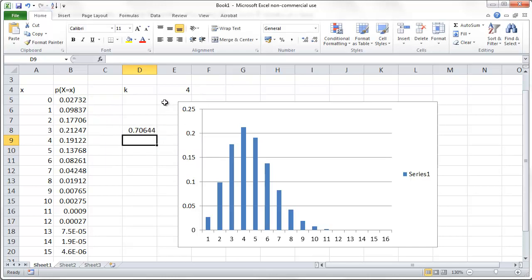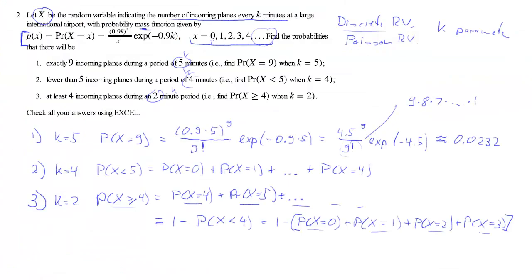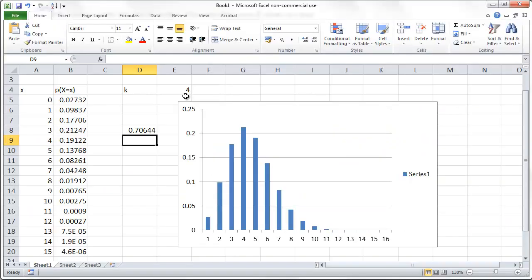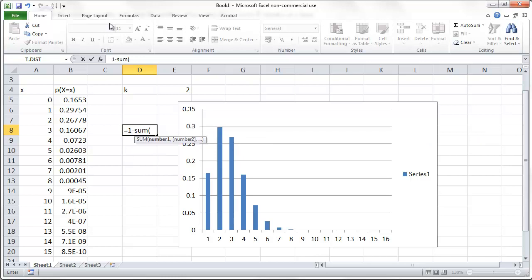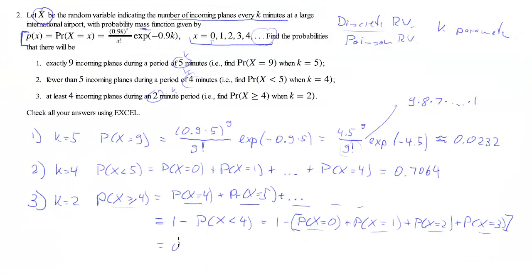And the result is 0.7064. And what about the last question? K changed to 2 and we wanted to calculate 1 minus the sum of the probabilities for outcomes 0 to 3. So importantly, k needs to change to 2, and then we don't need that anymore. Instead we wanted 1 minus the sum of outcomes 0 to 3, and we get 0.1087. That is it.